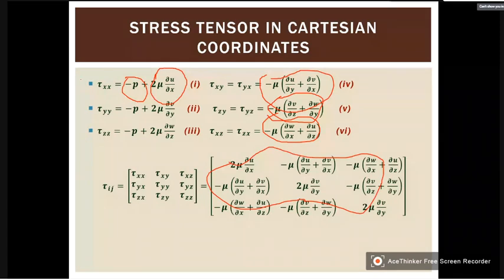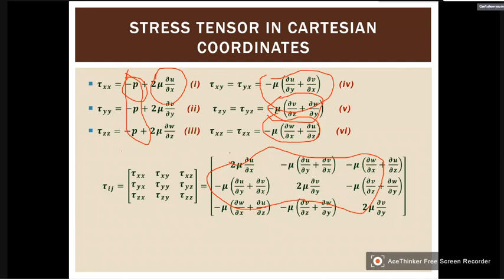Dropping P, assuming that the pressure is absorbed in the surface term. Already the pressure term is considered, so this can be dropped. So this is the shear stress term due to shear stress. So these are the three.